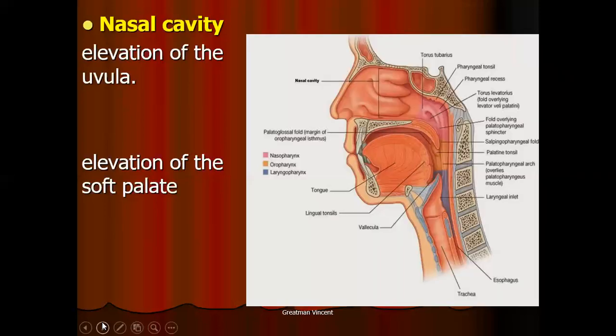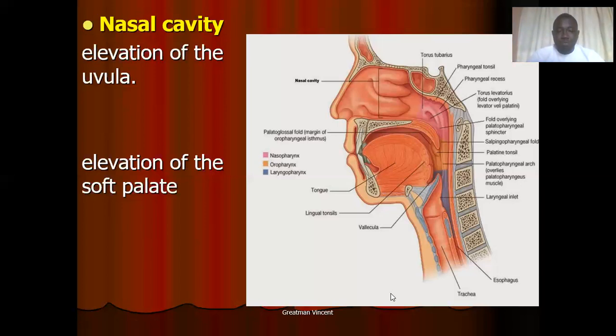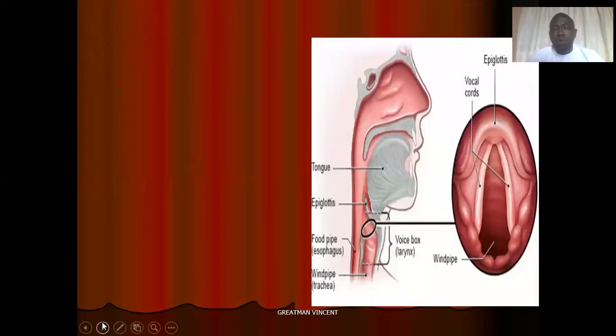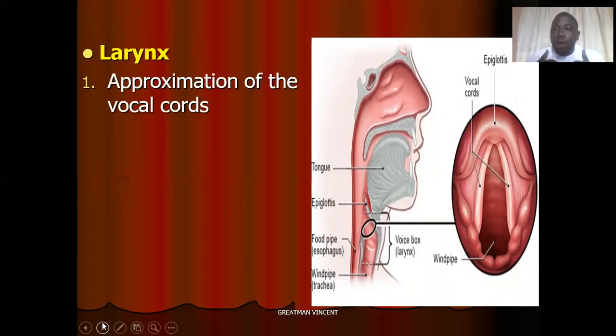So we are done with what happens at the pharyngeal phase in the process of closing the nasal cavity so that food will not end up in the nasal cavity and come through your nose. We don't want to experience that. And so we are done with the nasal one. We also want to look at what happens so that food will not end up in your larynx and then get into your trachea.